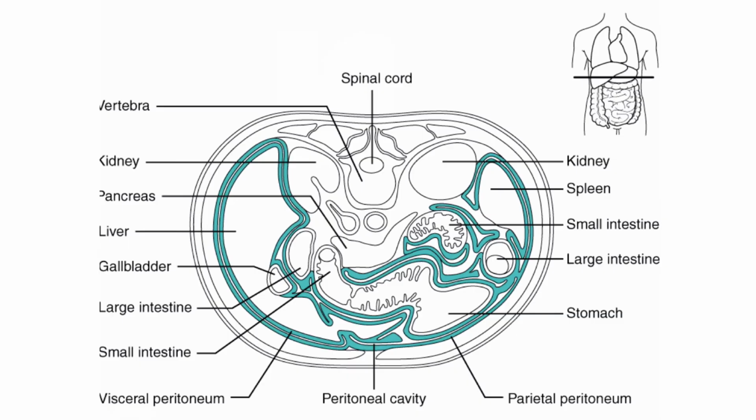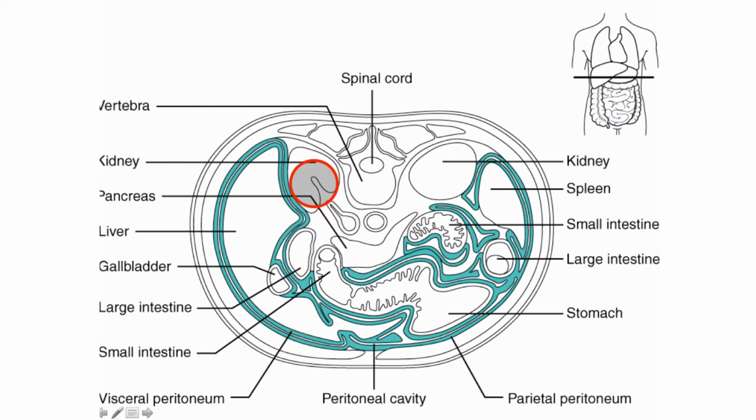And here we see the serous membranes of the abdominopelvic cavity. Parietal peritoneum is the outermost layer. Visceral peritoneum right here is the innermost layer. And the little space between those two layers is the peritoneal cavity.